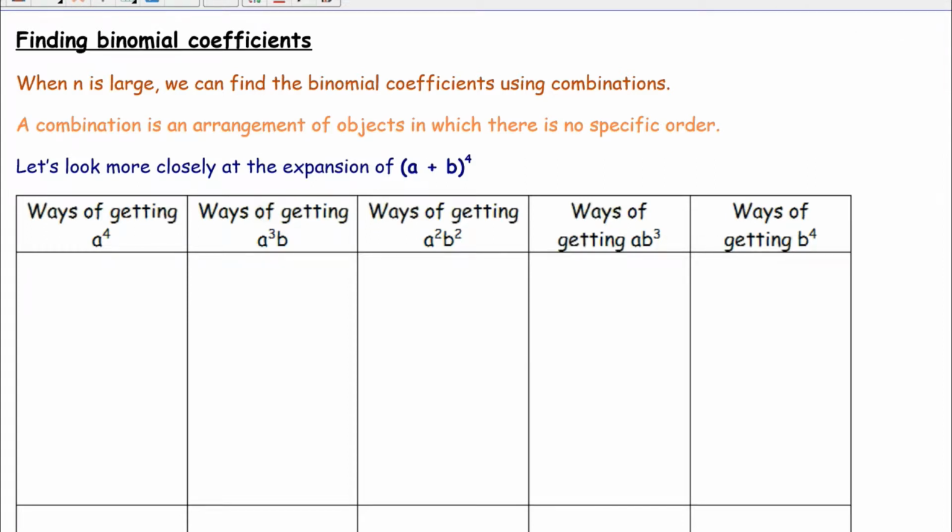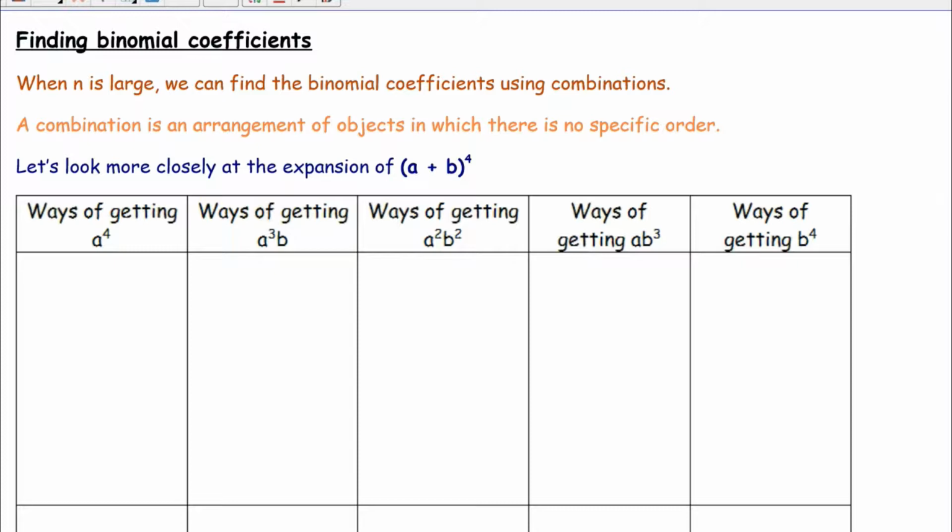When n is not too high, we can find the binomial coefficients using Pascal's triangle. But when n is large, we have to find an alternative way of finding the binomial coefficients. And one such method is using combinations. A combination is an arrangement of objects in which there is no specific order.